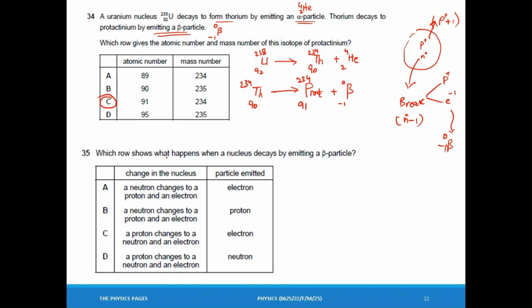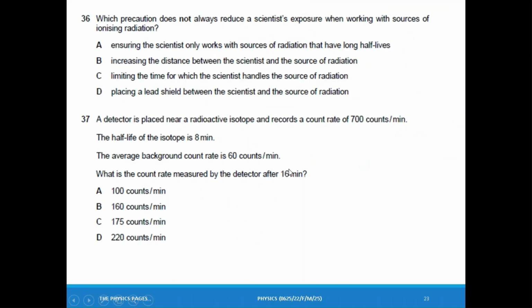Now, which row shows that a nucleus decays by emitting a beta particle? We just discussed beta decay. The nucleon number does not change, but the proton number increases, and an electron is emitted. So a neutron changes to a proton and an electron is emitted. So option A is the correct option.